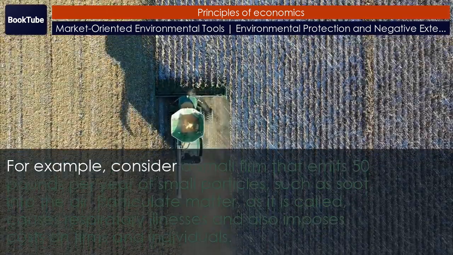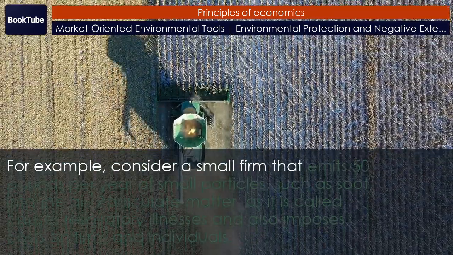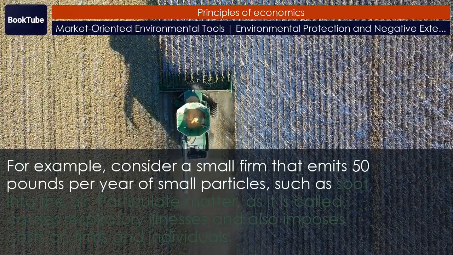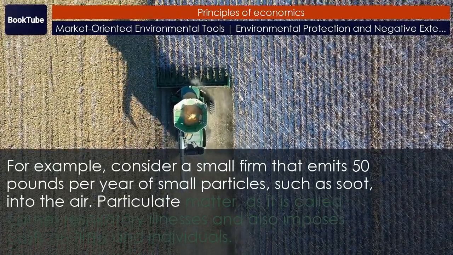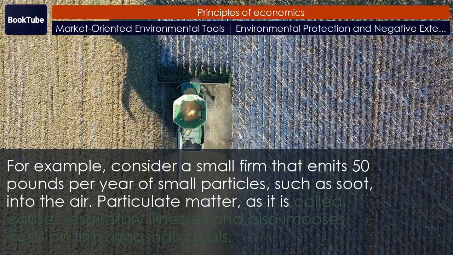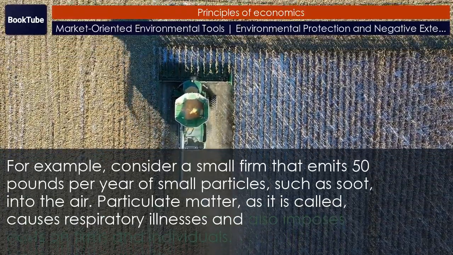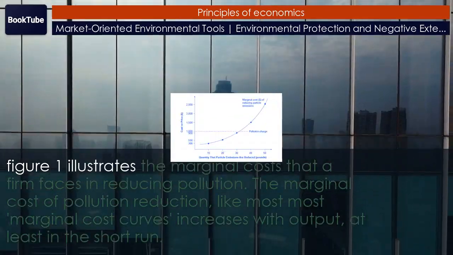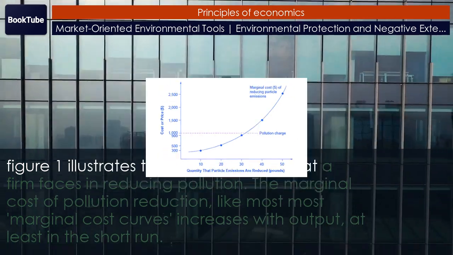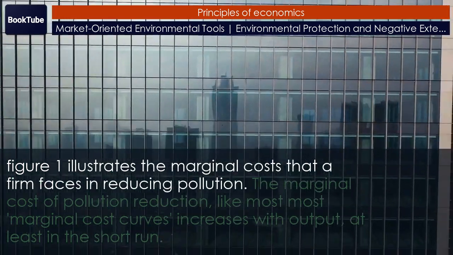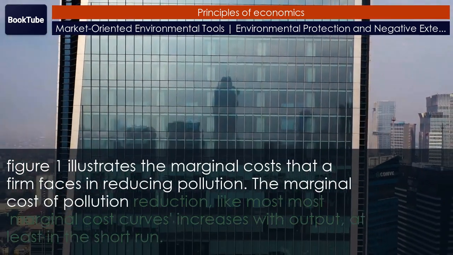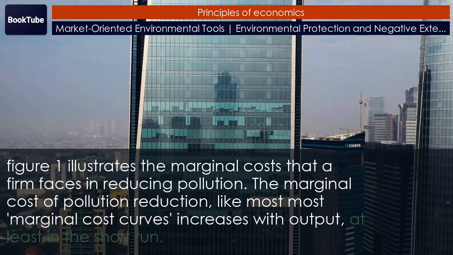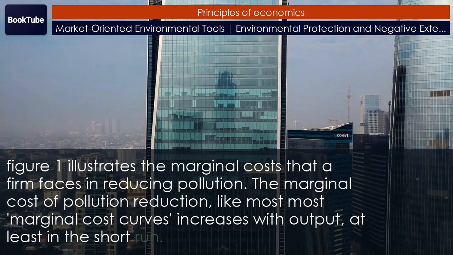For example, consider a small firm that emits 50 pounds per year of small particles, such as soot, into the air. Particulate matter, as it is called, causes respiratory illnesses and also imposes costs on firms and individuals. Figure 1 illustrates the marginal costs that a firm faces in reducing pollution. The marginal cost of pollution reduction, like most marginal cost curves, increases with output, at least in the short run.